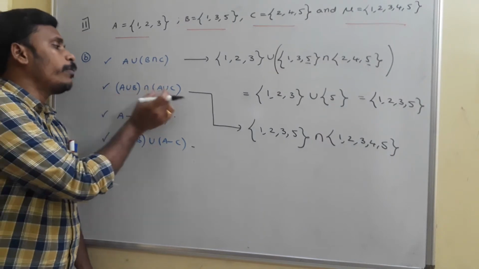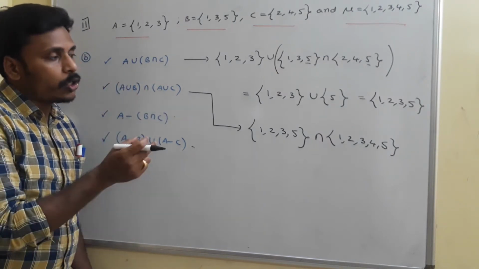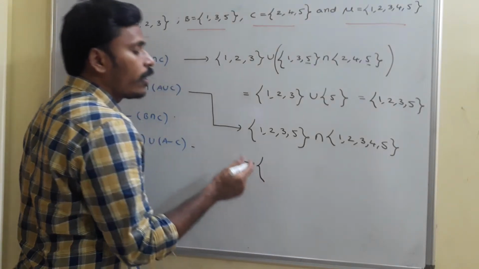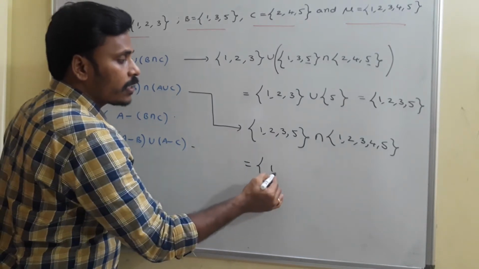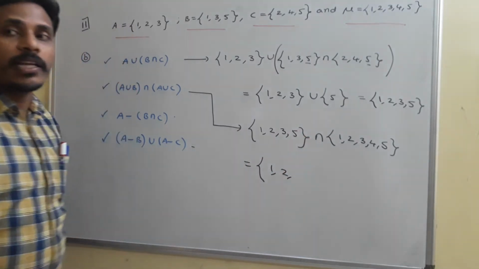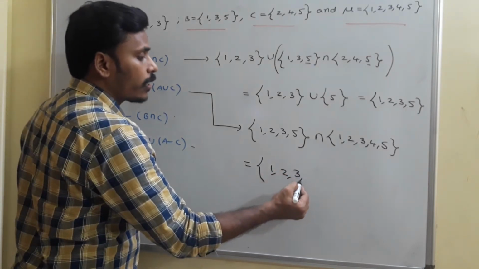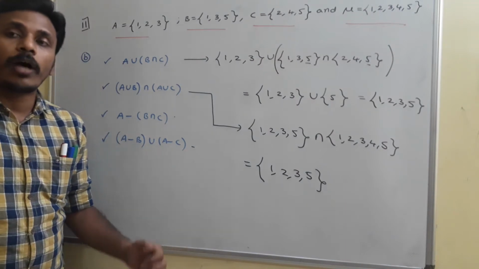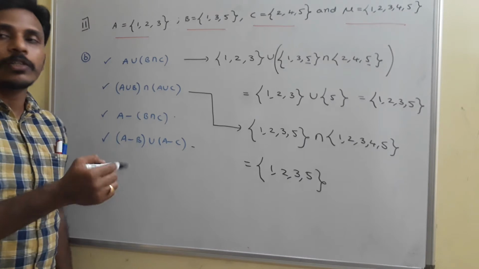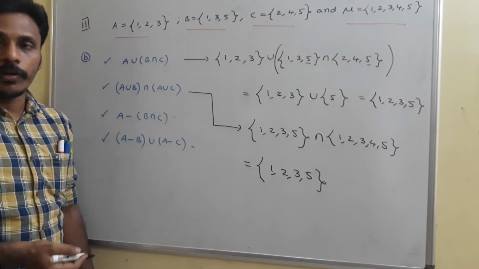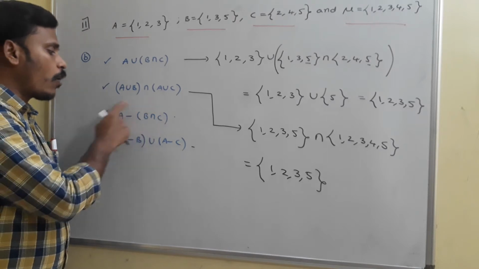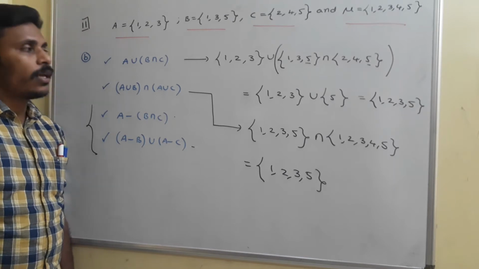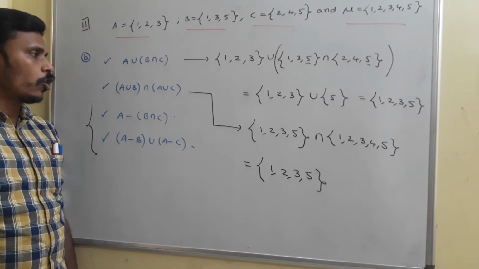So now A union B intersection A union C. {1, 2, 3, 5} intersection {1, 2, 3, 4, 5}. And what are the common elements there? Because I am calculating intersection, I need to collect the common elements. 1, 2, 3, 5 are the common elements. And at the end you need to observe. Coming to the observations, these two are equal. That's what we need to observe. And I will write the statement afterwards. First of all, you just look at these two, and now I am going to solve this A minus of B intersection C and A minus B union A minus C again. Okay, just have a look.